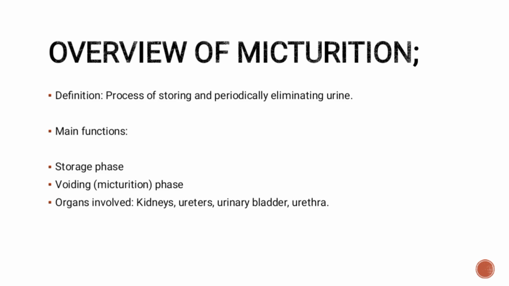So we will take an overview of micturition. By definition, micturition refers to the process by which urine is expelled from the urinary bladder through the urethra. It involves two main phases, which are the storage and voiding phases. The kidneys produce urine, which is transported by the ureters to the bladder. The bladder temporarily stores the urine until the appropriate time for voluntary release through the urethra.